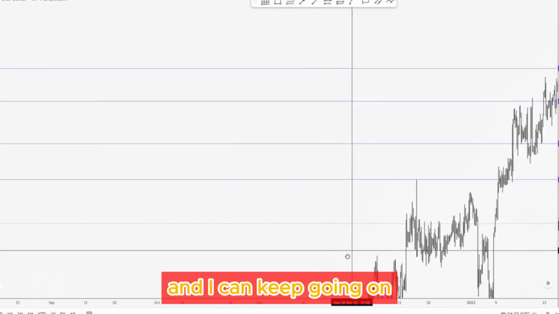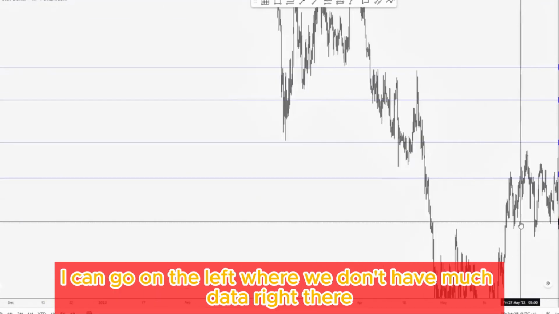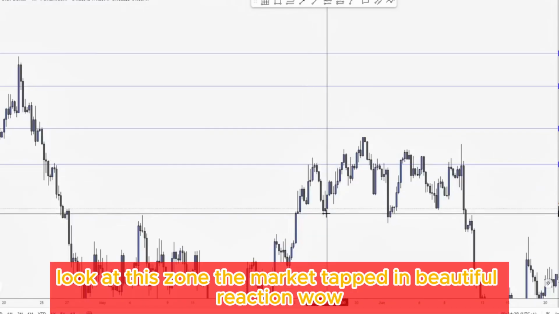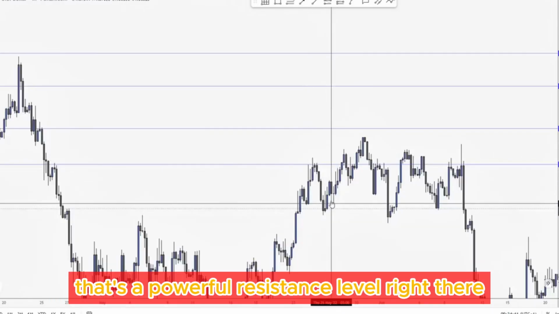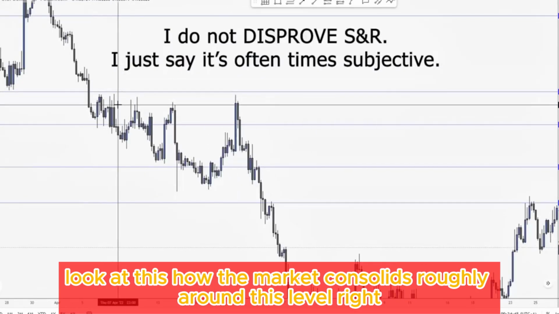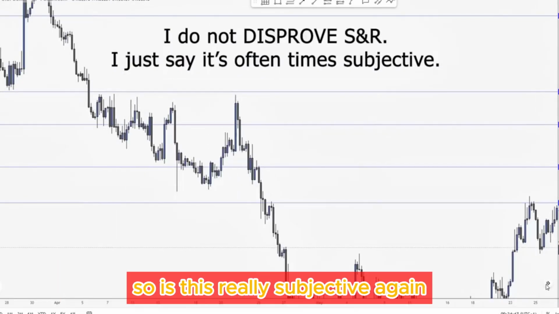And I can keep going on. I can go on the left where we don't have much data right there, but you can see in the past right here, look at this zone. The market tapped in, beautiful reaction. Wow, that's a powerful resistance level. Right there, look at this, how the market consolidates roughly around this level. Right? So is this really subjective?